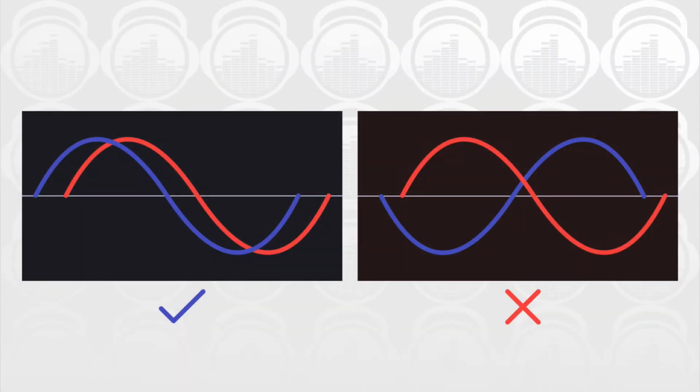Phase problems yield a weak, thin-sounding result. To resolve these issues, you may need to remove a microphone track from a multi-mic'd source, eliminate near-identical sources, alter synth patches, nudge a track a few milliseconds, or deploy a phase alignment plugin.